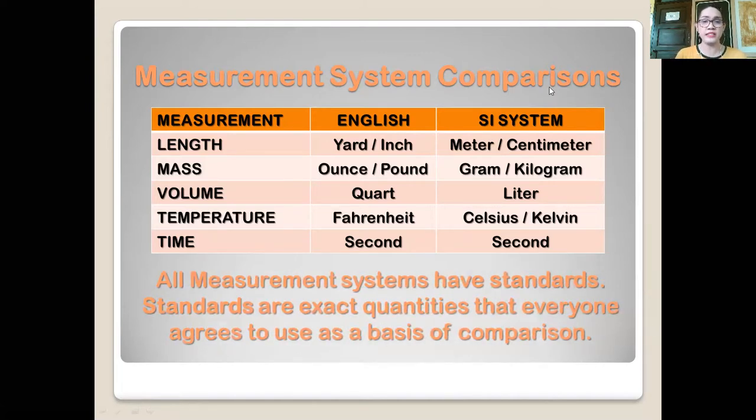All measurement systems have standards. Take down note of that. Standards are exact quantities that everyone agrees to use as a basis of comparison. So that's how we define standards in measurements.